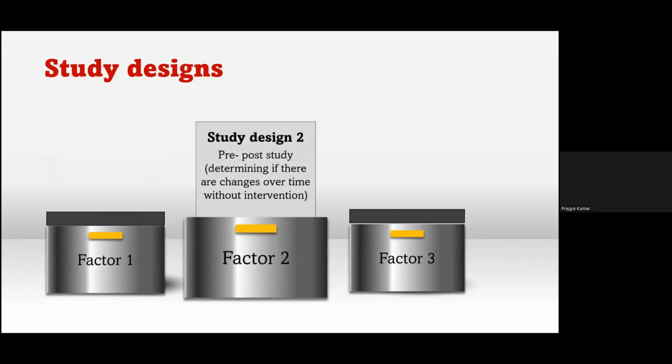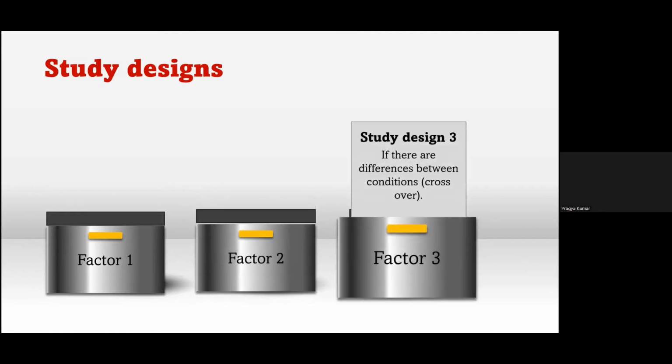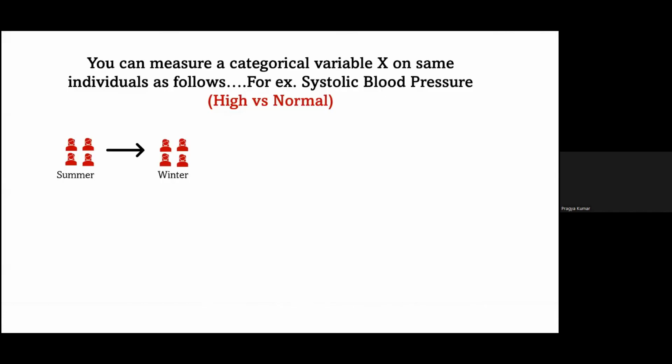The second type could be a pre-post study where we determine changes over time without intervention, like season, and maybe you can decide the prevalence of non-hypertensive and hypertensive in a single set of individuals, and then again you measure the same individuals. So it will be paired data, the same set of study subjects, pre and post, but without any intervention. Then also this can be done. And the third can be if there are some differences between the conditions, like crossover. And we will see what these types of study design are.